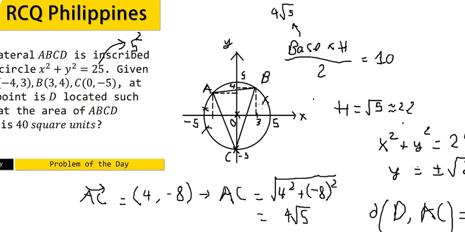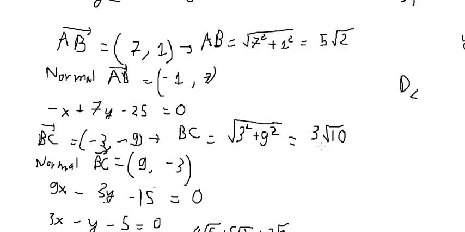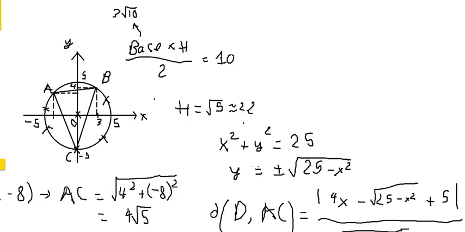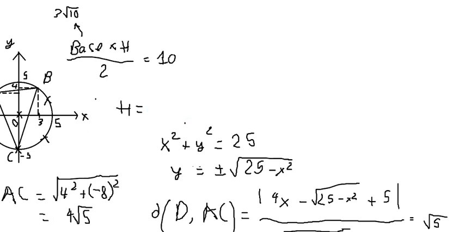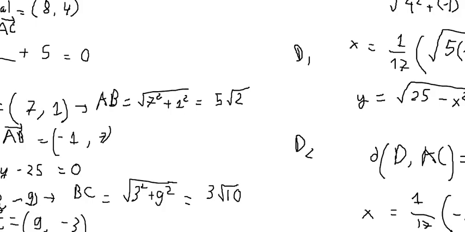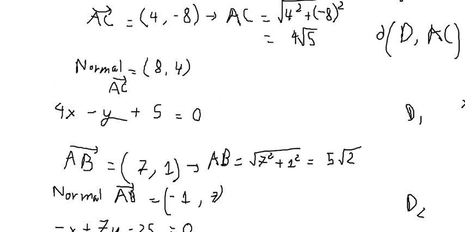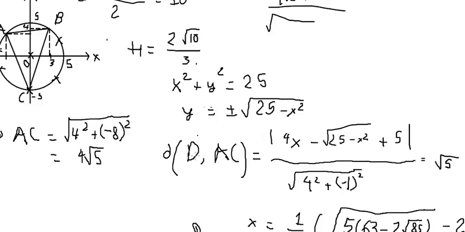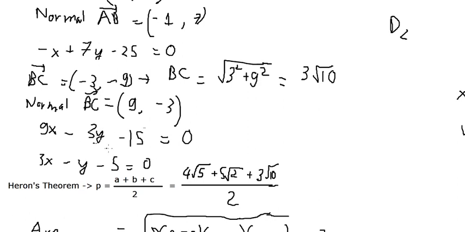Now let's go find D number 3 and D number 4. So we have BC. BC should be about 3 multiplied with the square root of 10. So we can find the height in here. That should be about 2 multiplied with the square root of 10 over 3. Now we need to compare the distance. We need to find the distance from O to BC. BC we got about here, and we got about 15 over the square root of 5, sorry.